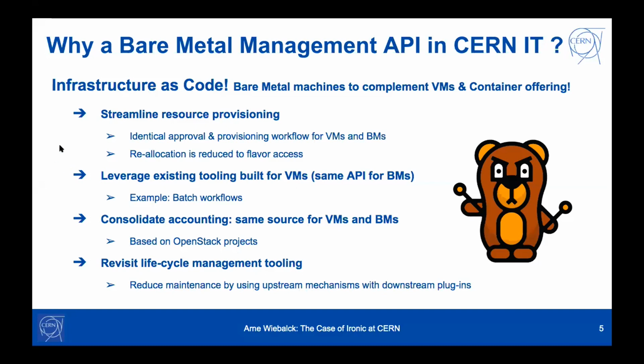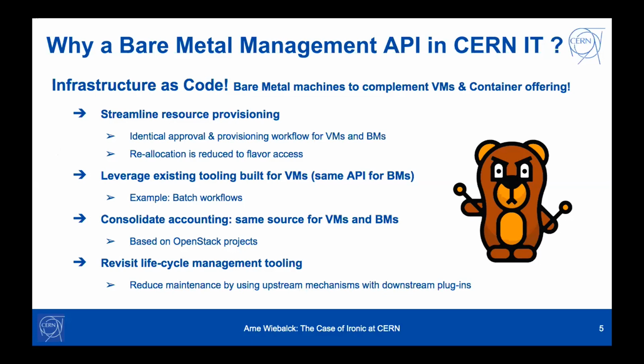So with Ironic, we streamlined the resource provisioning. The user basically creates physical machines the same way as the user would create virtual machines. We use the identical approval and provisioning workflow for both virtual machines and bare metal nodes. And the reallocation of physical machines, so the transferal of a physical machine from one user or one user group to another, is reduced to flavor access in the corresponding OpenStack project.